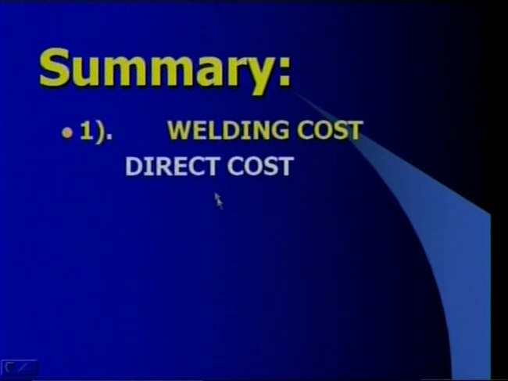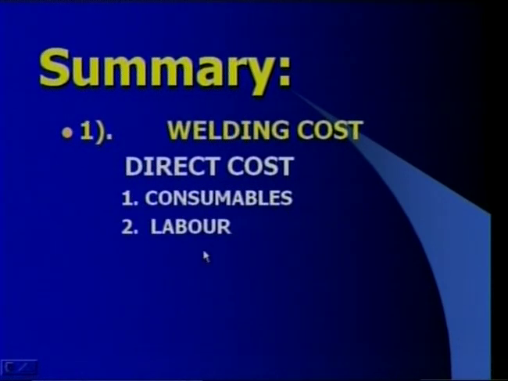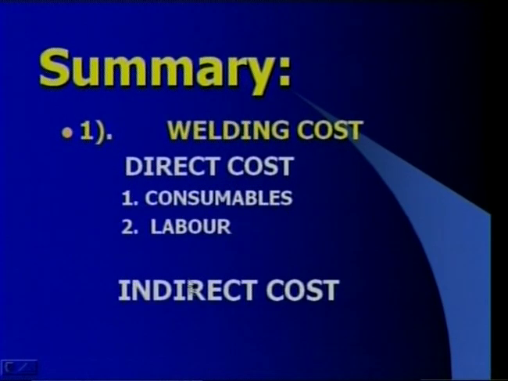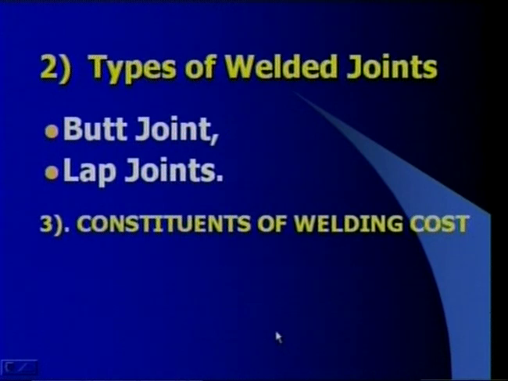Okay, we will summarize whatever we learned in this class. Welding cost is broadly classified into direct cost and indirect cost. Again, direct cost is classified as cost for consumables and labor. Next, indirect cost is cost due to the overheads used in the welding.